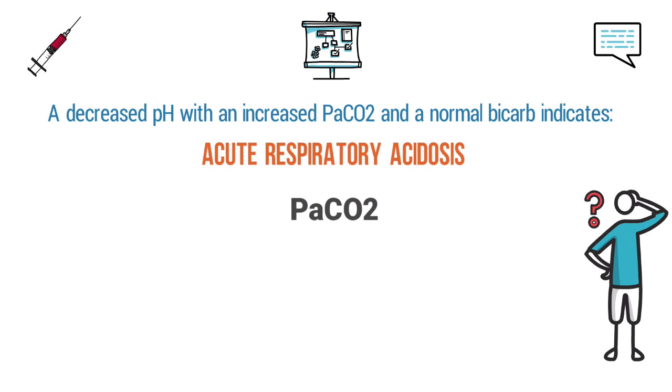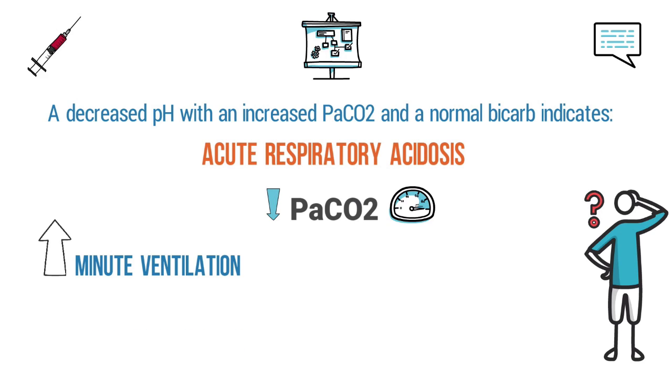The elevated PaCO2 level is what's causing the pH to be acidotic. This means that we need to blow off some of that excess CO2, and we can do so by increasing the minute ventilation. And you may be wondering, how can we increase the minute ventilation? There are two ways to do so. We can either increase the rate or increase the tidal volume.